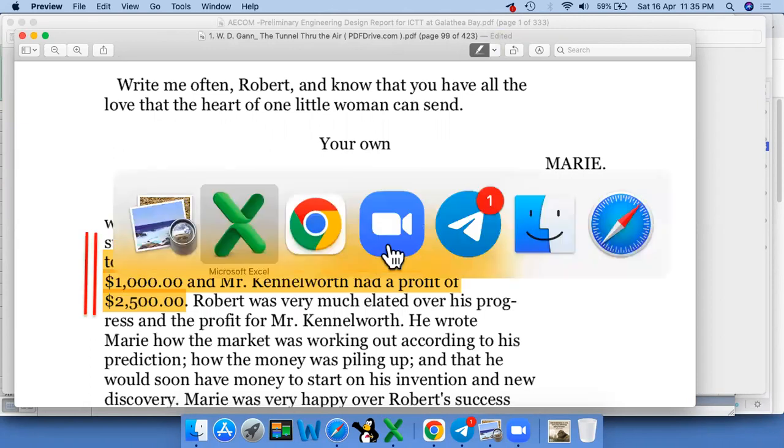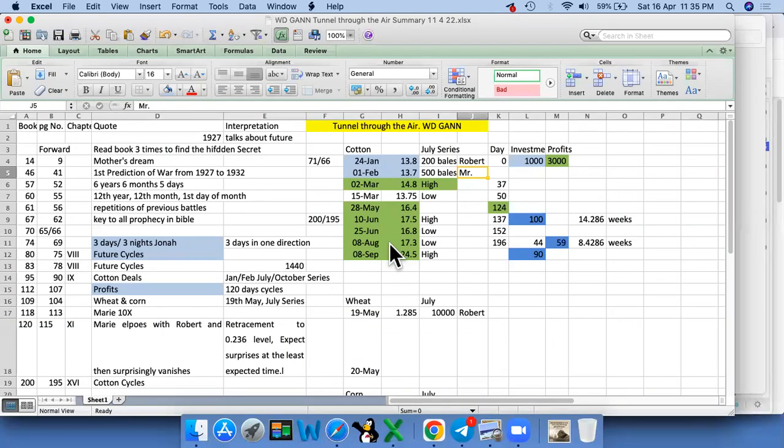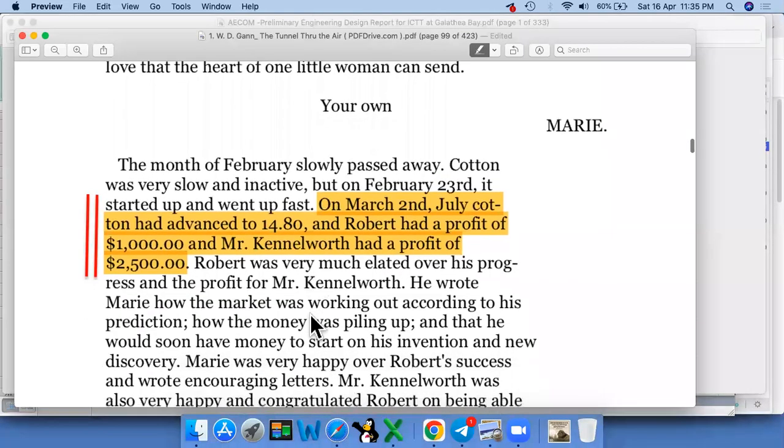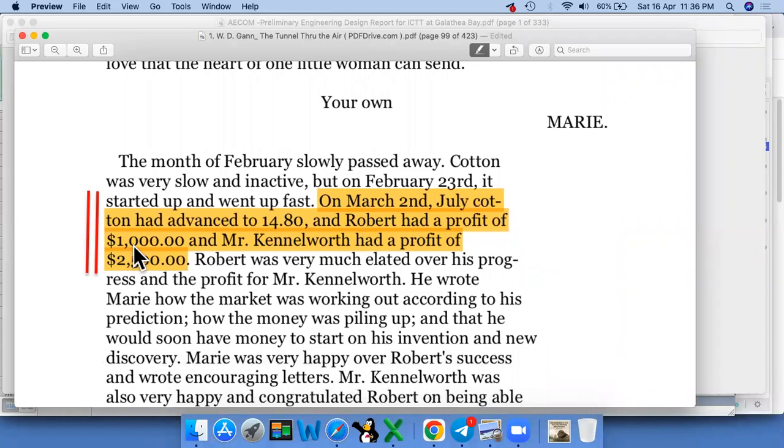So this was March 2nd. We'll see in terms of dates. So on 2nd of March, we had a high of 14.8, right? So this had come almost after 37 days. In terms of calculations, I've done these calculations by just subtracting the first date from the second date. It gives me somewhere around 37 days, right? So this is a low to high cycle. And at that time, Robert had a profit of $1,000, so it almost doubled his money. And Mr. Kellenworth has a profit of 2,500.